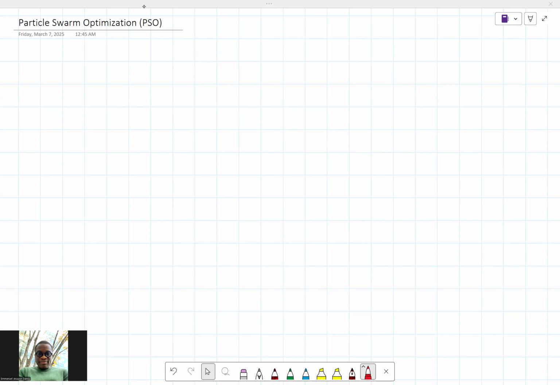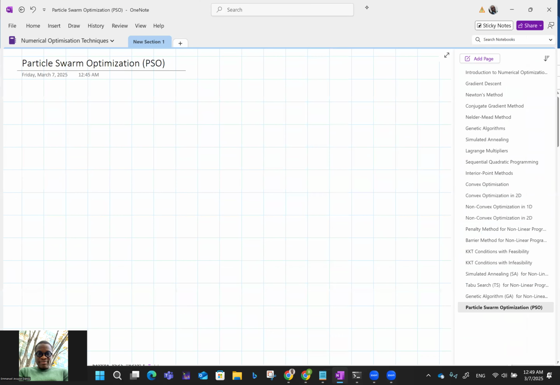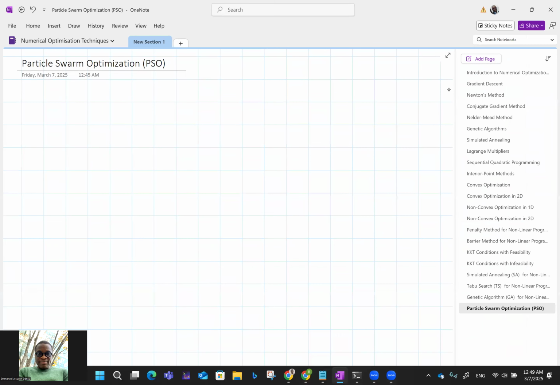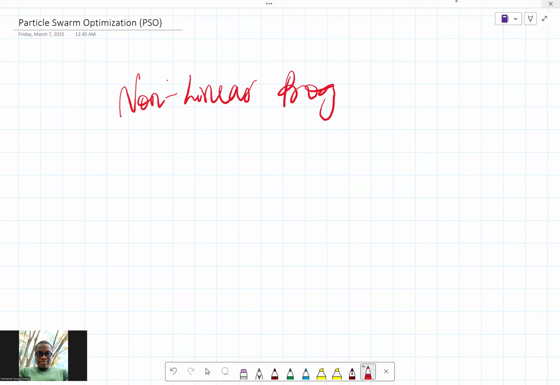We are still talking about nonlinear programming, and we've seen different methods for solving nonlinear programs. We've seen the penalty method, the barrier method, and also the Karush-Kuhn-Tucker conditions. Now we're talking about the evolutionary algorithms.